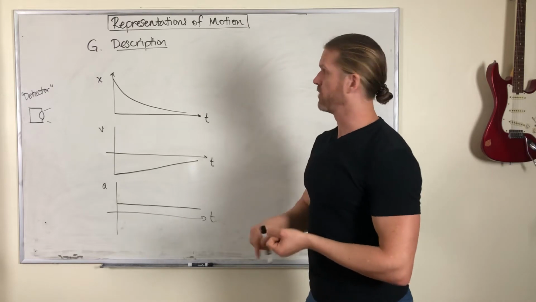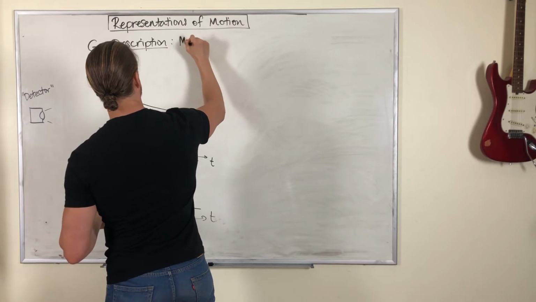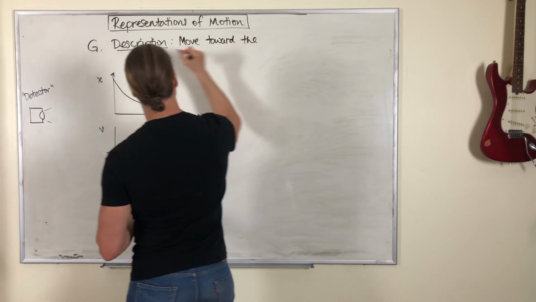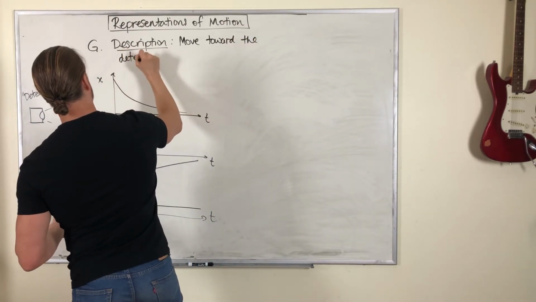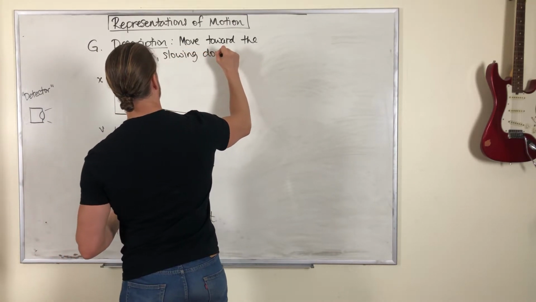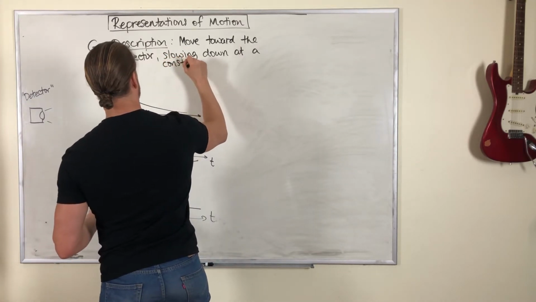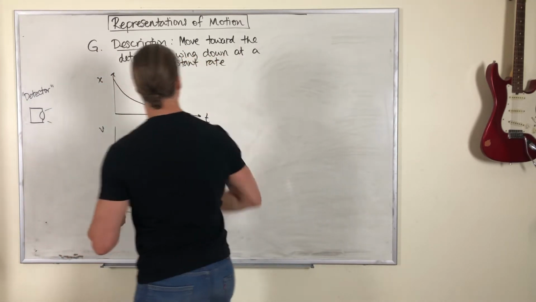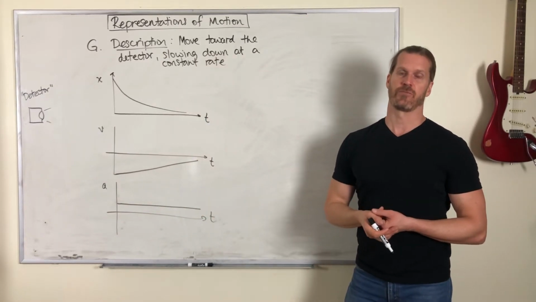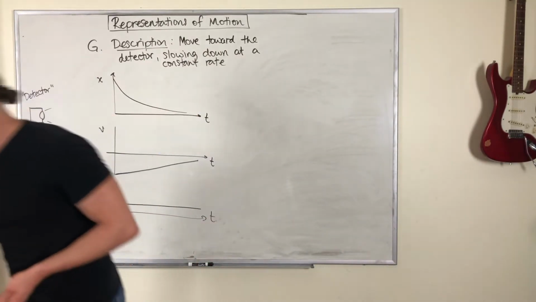All right, so finally we'll write the description of this motion. You move toward the detector, slowing down at a constant rate. So that's question G. Let's move on to question H.